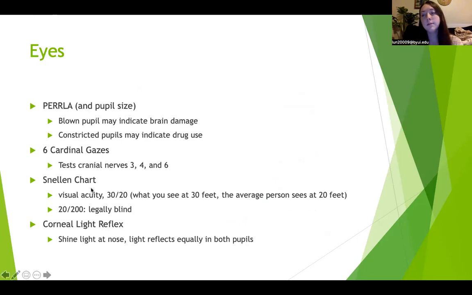Snellen chart, this always finds a way into HESI's, but visual acuity. So if it said 30 over 20, what you see at 30 feet, the average person sees at 20. So that's how you interpret the fraction. 20 over 200 means you're legally blind. Okay, corneal light reflex. You shine the light at their nose, you're going to see a reflection in both pupils, unless there's one pupil that's off.